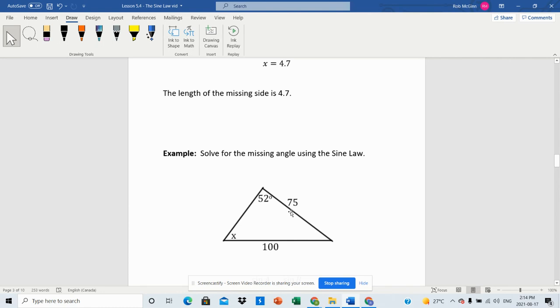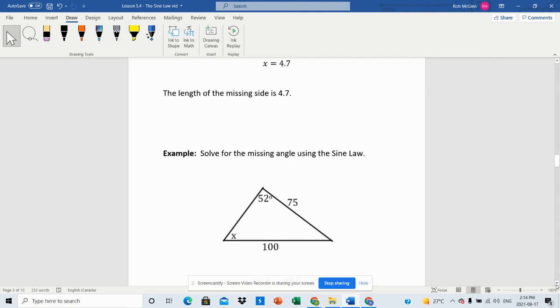So we can set up our sine law exactly like we did before. And then we're going to just solve for x. I encourage you to pause the video and try that yourself. And then resume the video after you've done it to see if you were on the right track. All right, welcome back. Let's take a look at this.